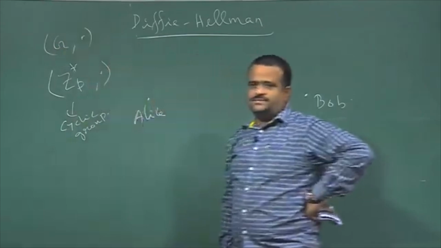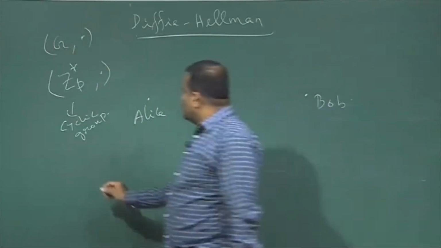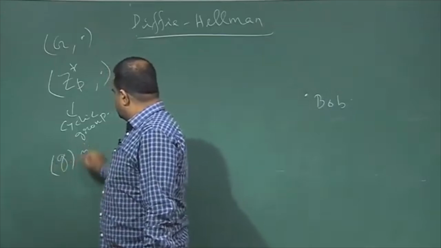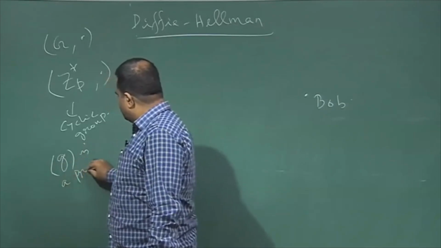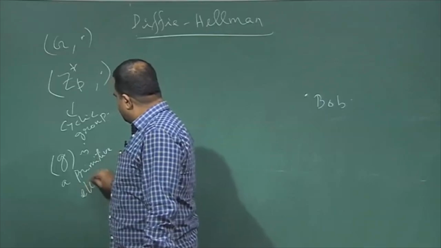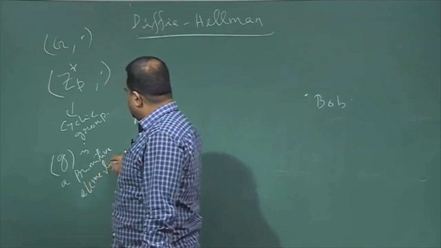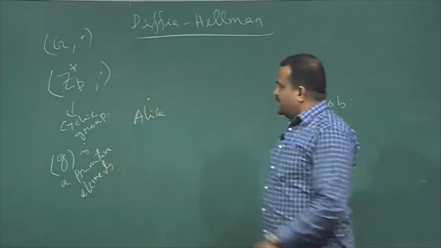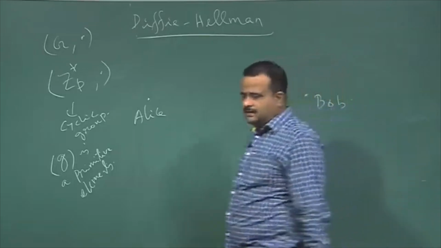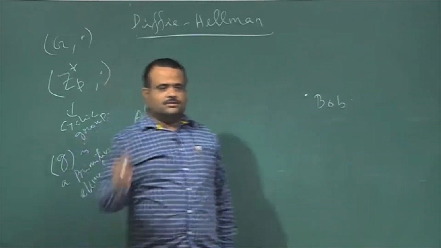It could be in the additive sense also. And suppose small g is a generator. g is a primitive element of that group, or generator. That means it generates the group. These are all public. They can just decide and make this group public.